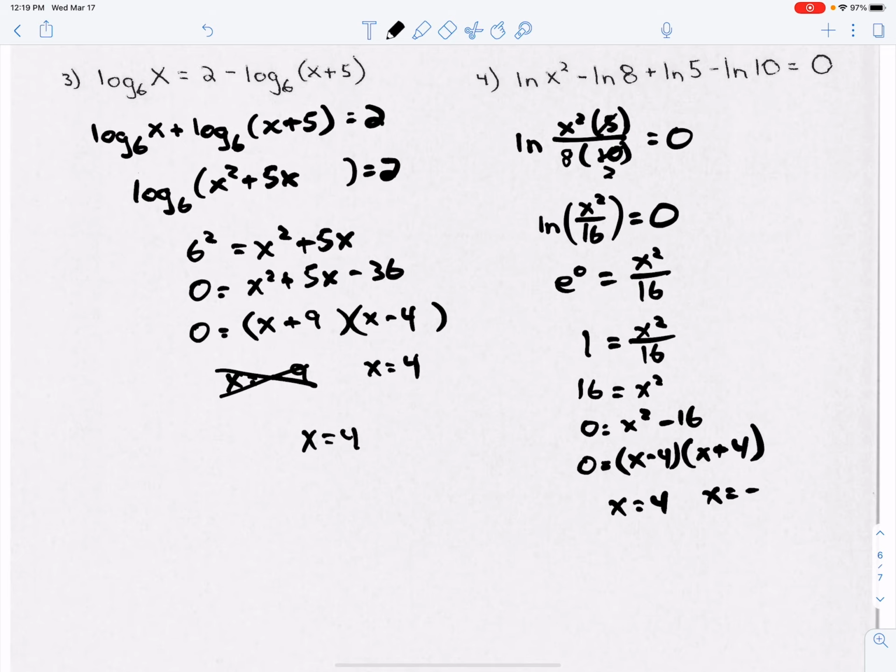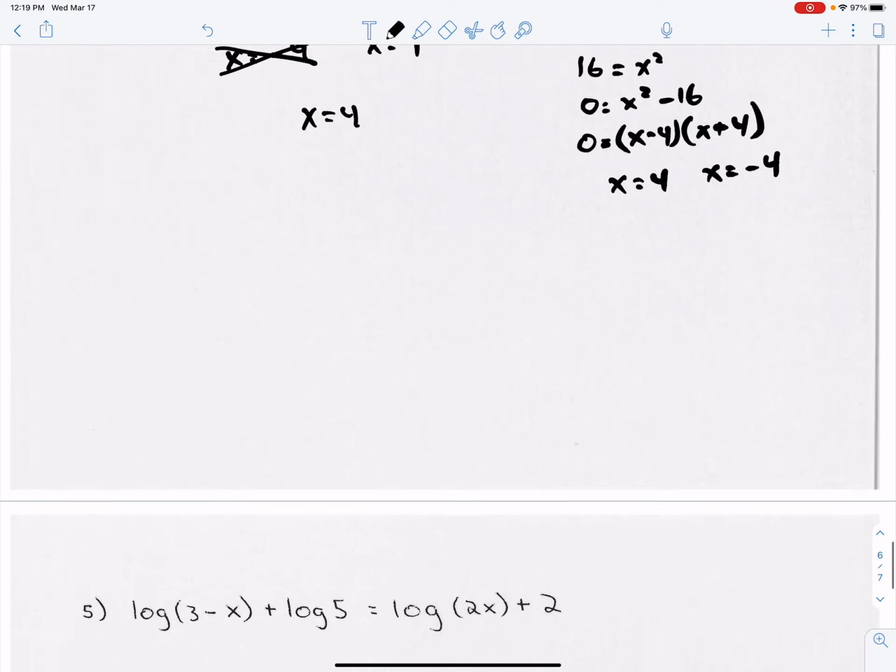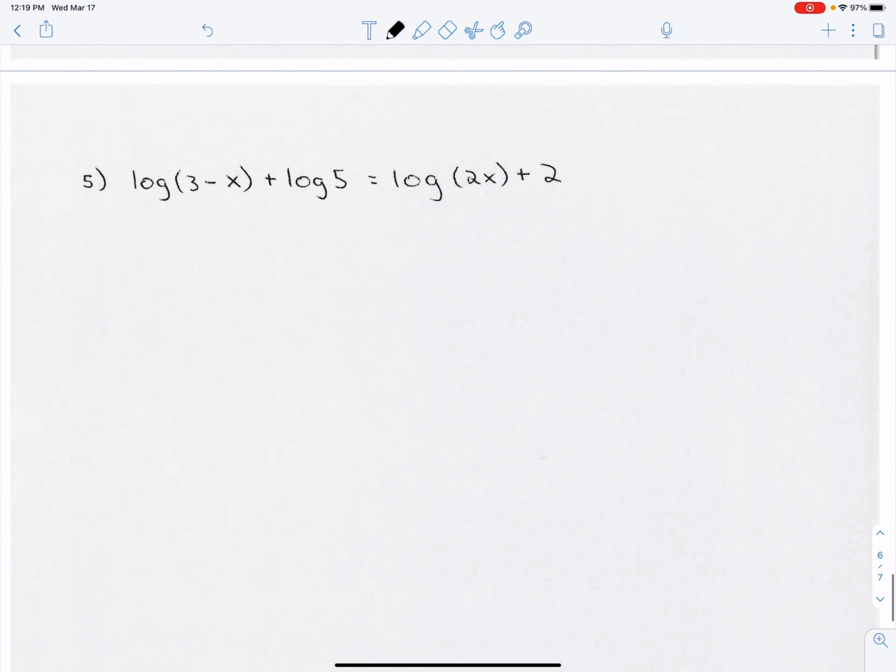Now, let's see if either one of these causes us any grief. Okay, if I plug in 4 and square it, I get 16. That's not negative. If I plug in -4 and I square the entirety of the -4, that's 16. So neither one gives me any grief, so it's both answers. Okay? All right, let's take a look at another one.